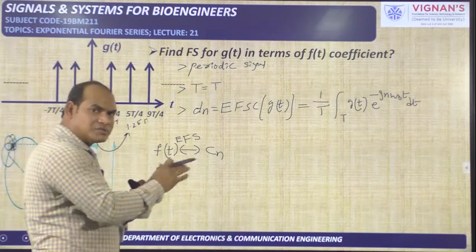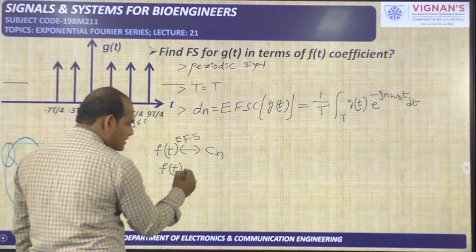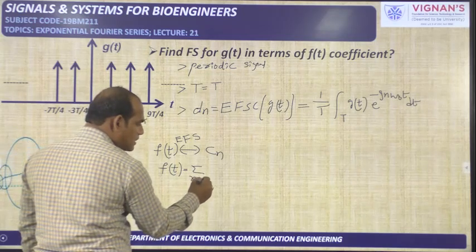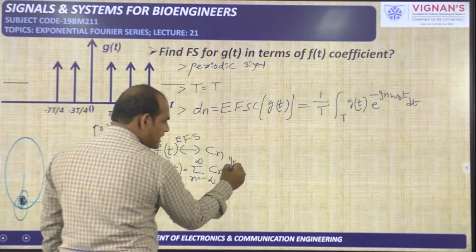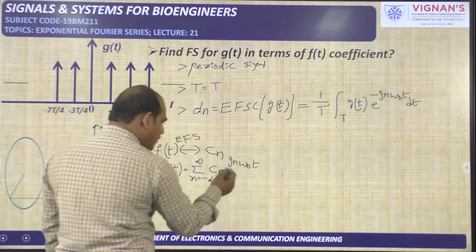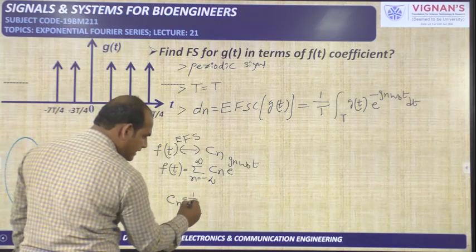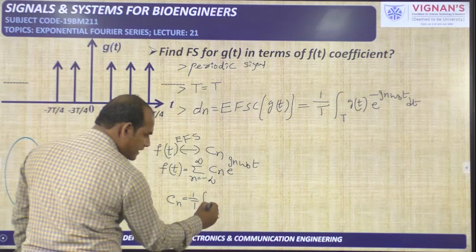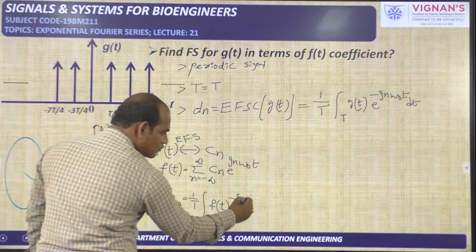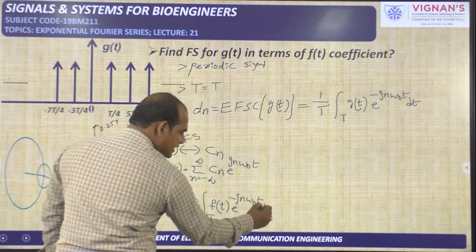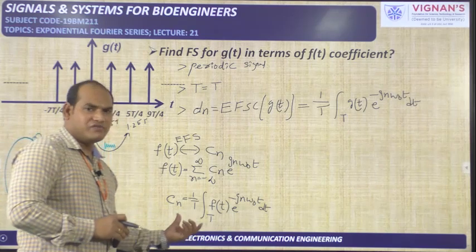So the relationships we already know, I am writing one by one here. f(t) is equal to sigma n from minus infinity to plus infinity of Cn e^(jnω₀t). And what is the equation for Cn? Cn is equal to 1/T integral over one period of f(t) times e^(-jnω₀t) dt. In this way, we have written the exponential Fourier series coefficient formula.